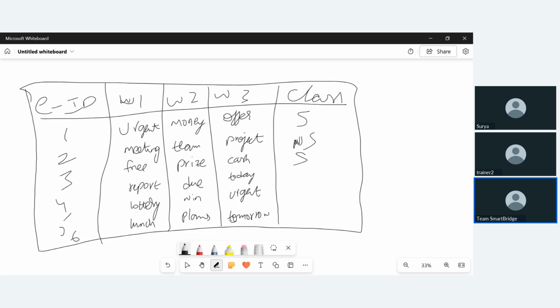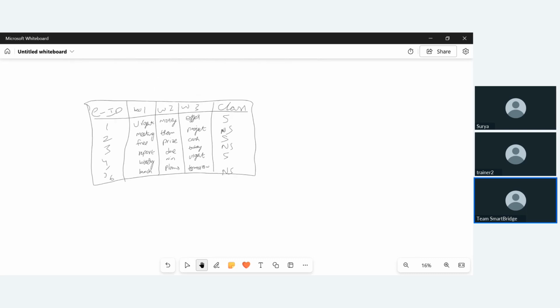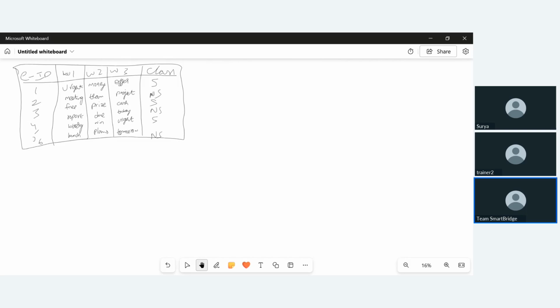Report due today is not spam, because your manager is asking for some report. Lunch plans tomorrow is not spam, because your friend or someone else is asking about lunch plans. But something like "lottery win urgent" is spam. Whenever you see that they are forcing you to push forward the details, you get a feeling that you might miss this chance to win a lot of money.